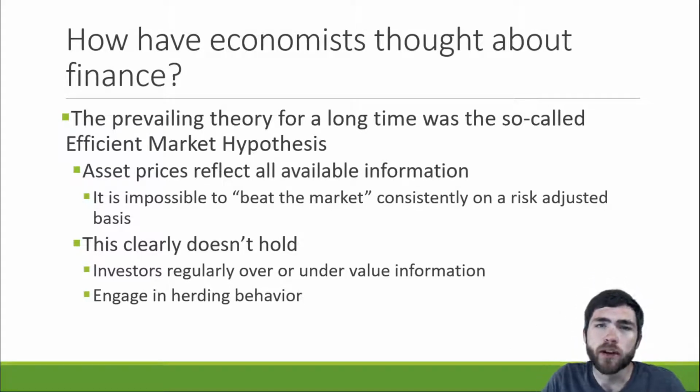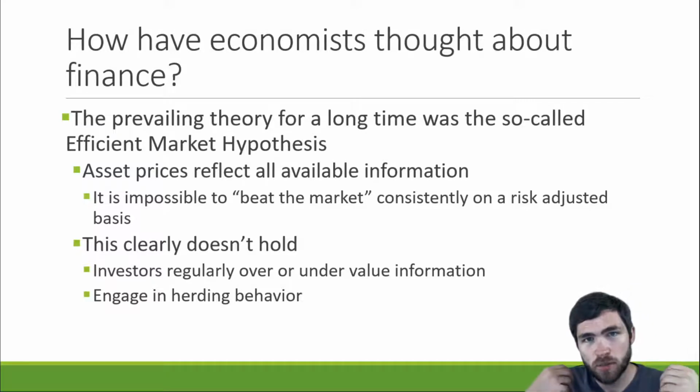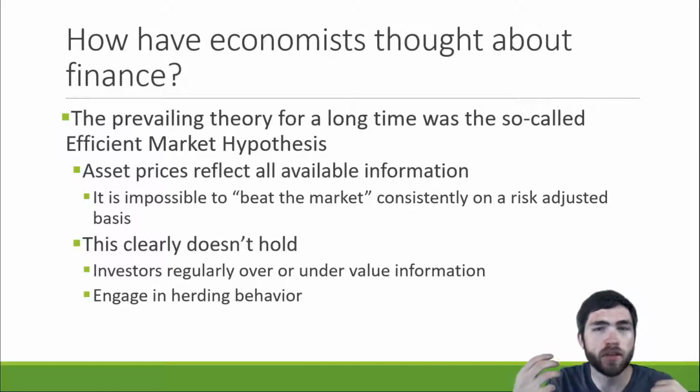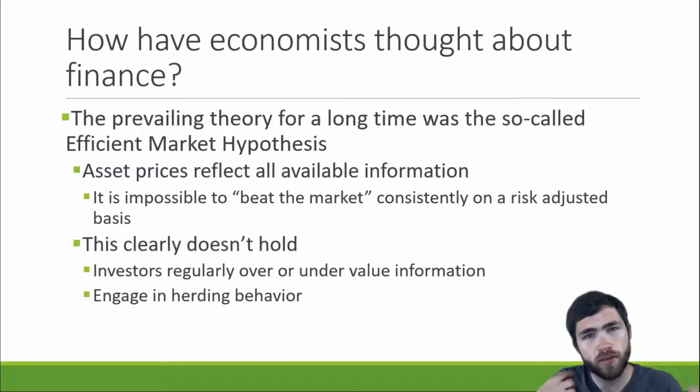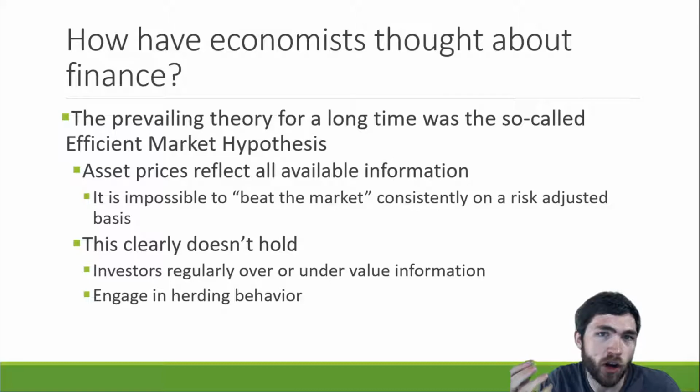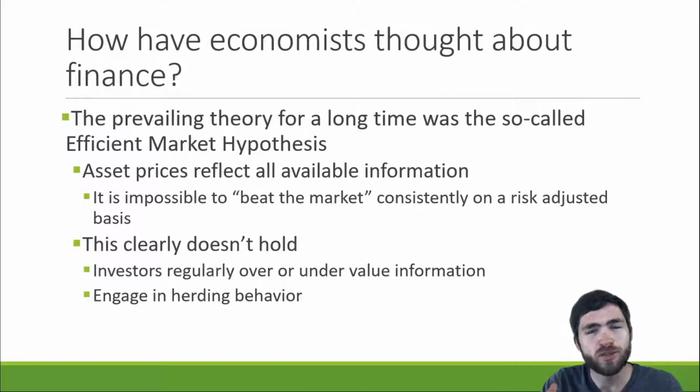An implication of the efficient market hypothesis is that it's impossible to beat the market. So in essence, it's impossible to do better than the market because market prices are already reflective of underlying asset values. This clearly doesn't hold in some cases. Investors regularly over or undervalue different pieces of information, and investor behavior can also be very herd-like. And there are some very important reasons why investor behavior may appear herd-like.